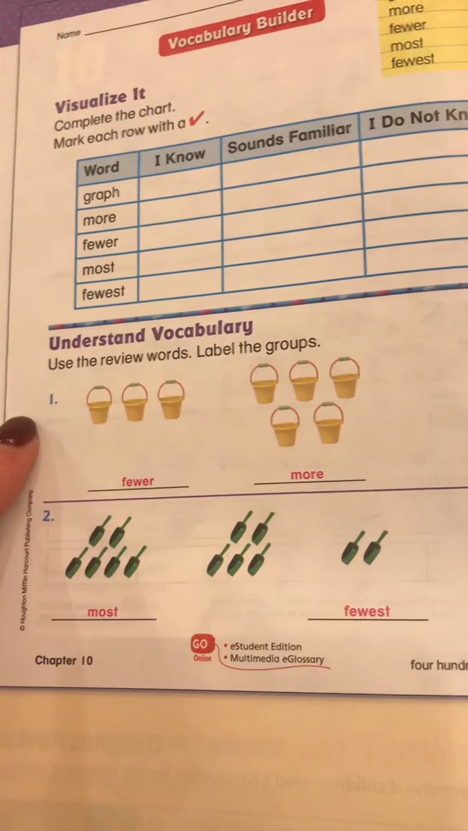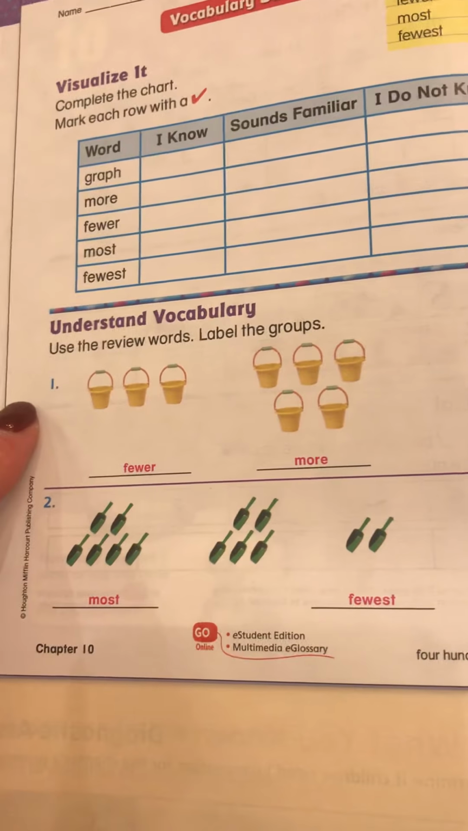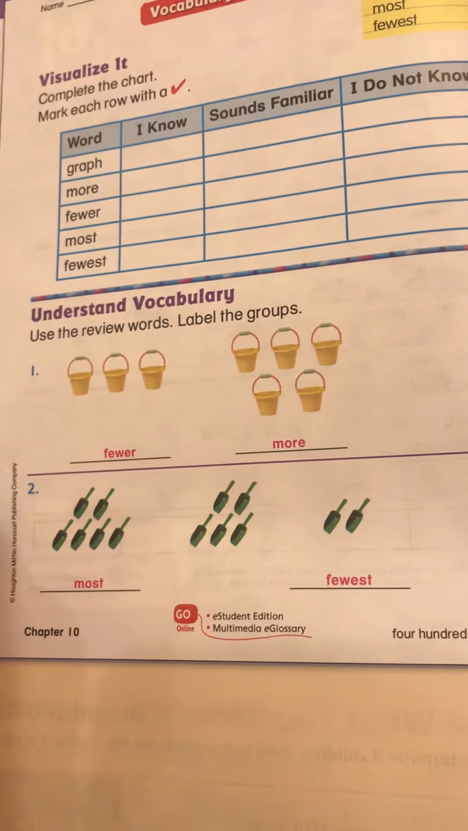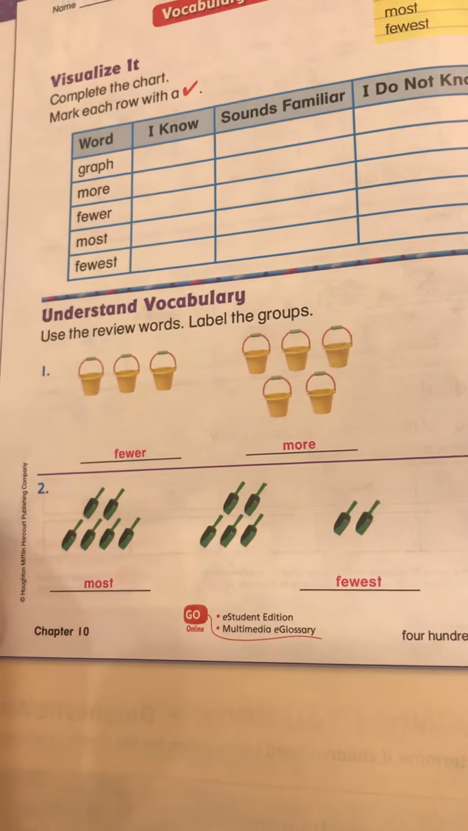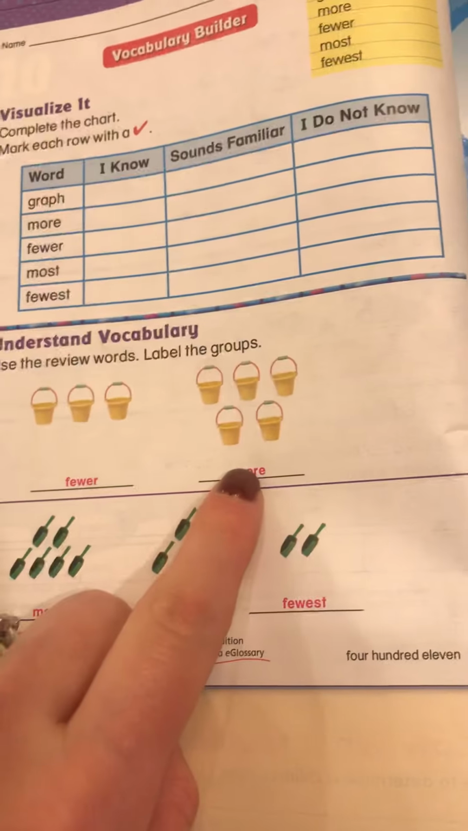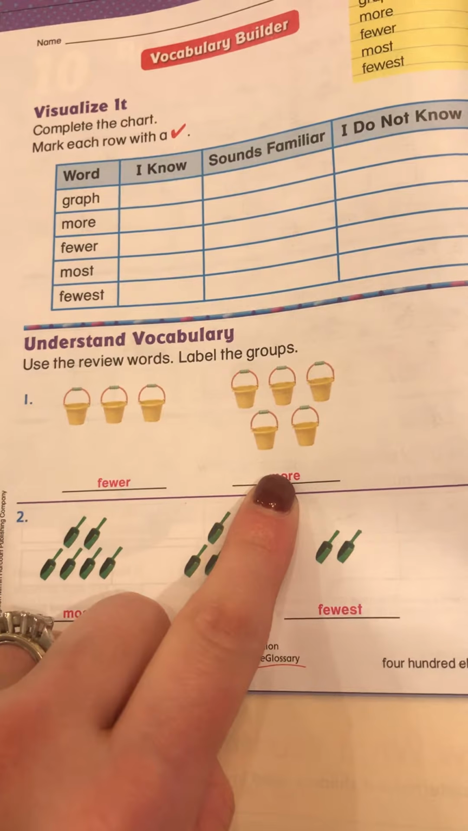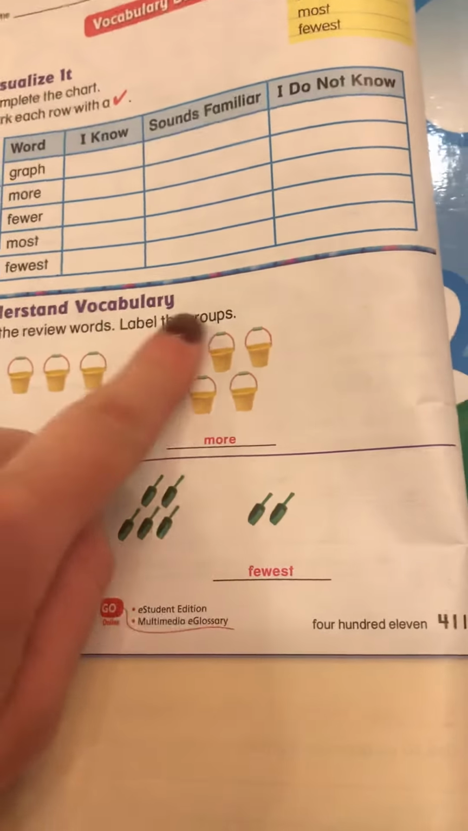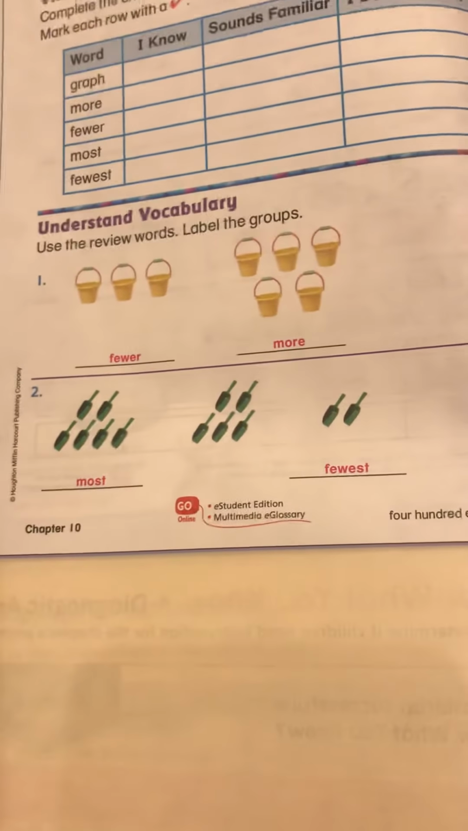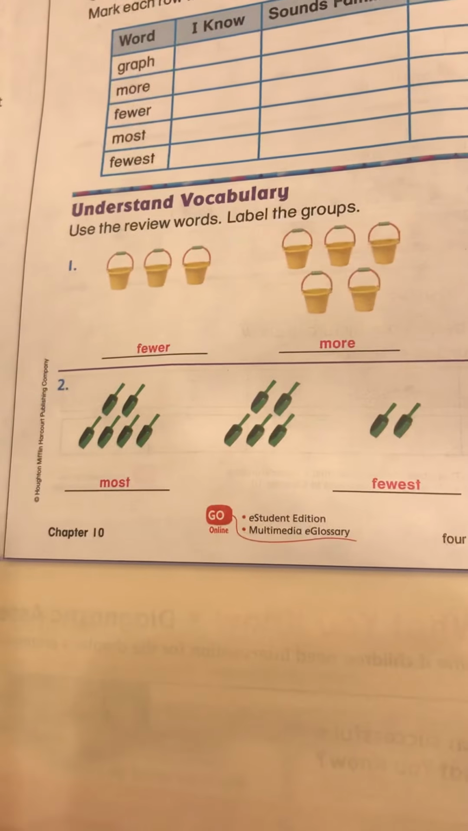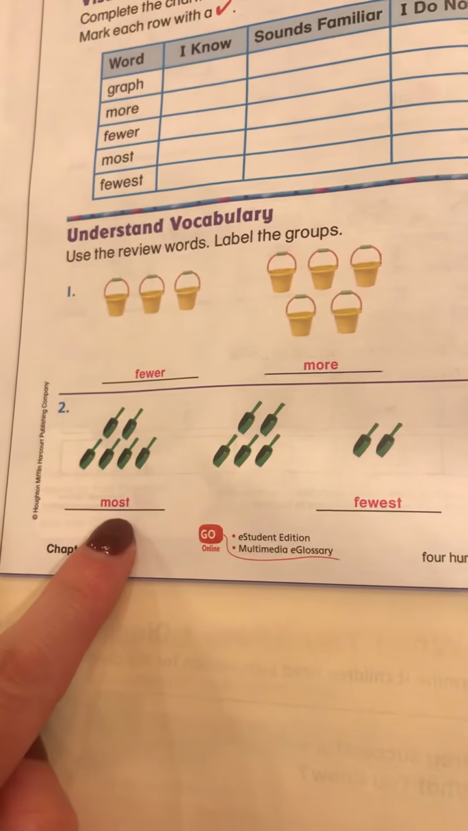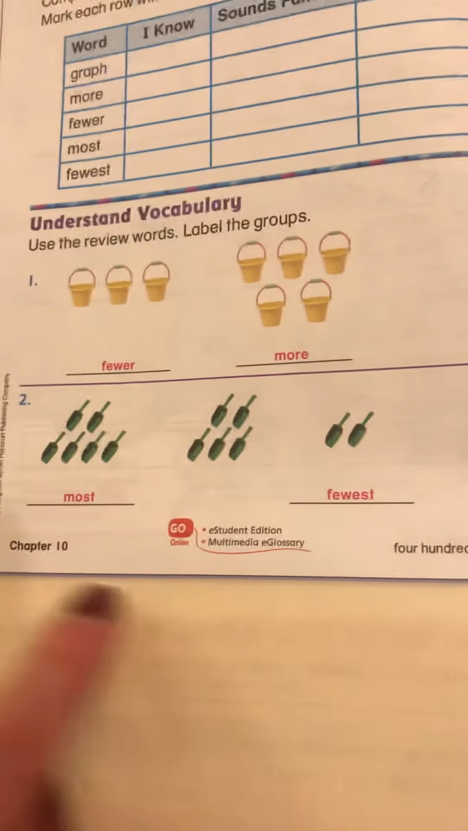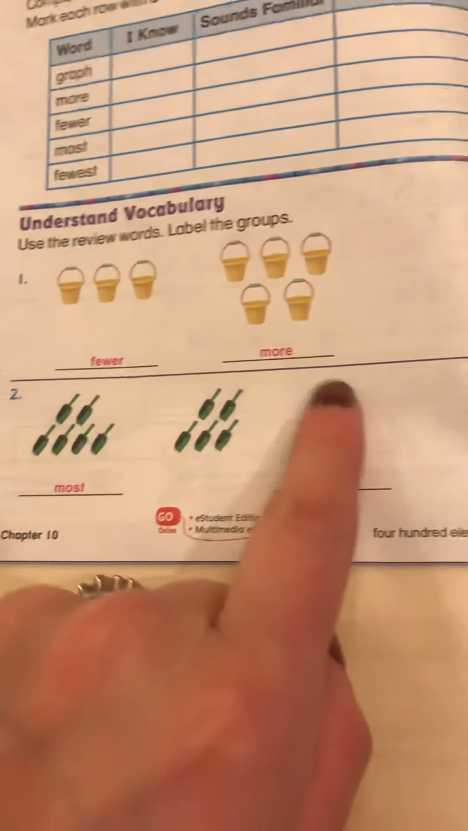Number 1, use the review words, label the groups. Fewer and more. These are fewer and these are more. Number 2, most, fewest, right? These are the most and these are the fewest.